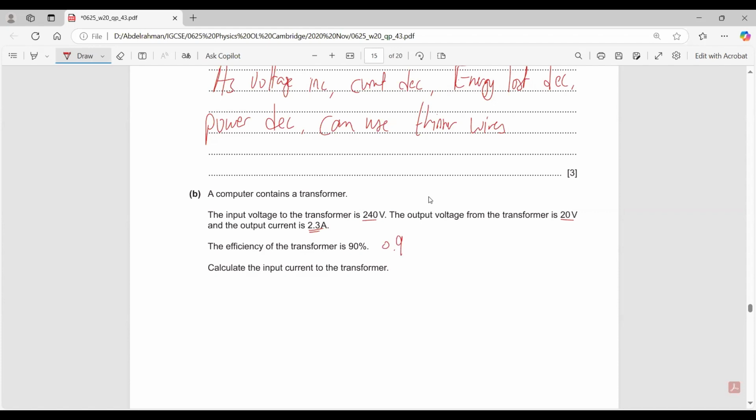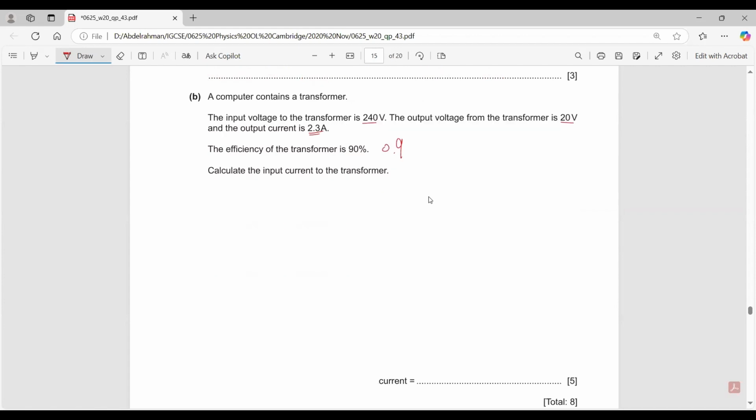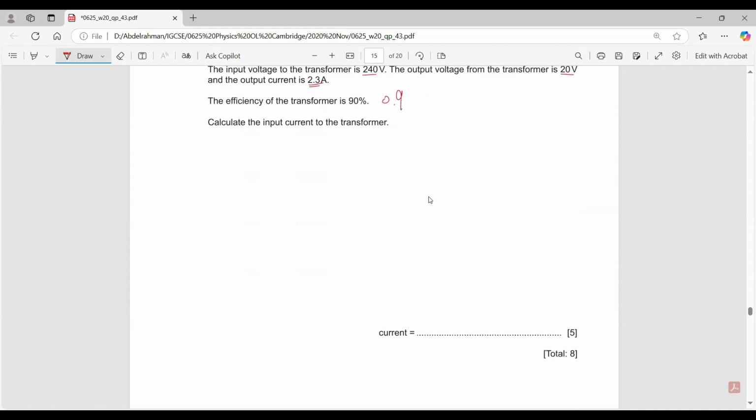Okay, don't panic. Can I find the input current without it being 90% efficient? Can I find the input current, for example, if it was 100% efficient? Yes. How can I find it? This is a 5-marker question, which is a lot. How can I find it?